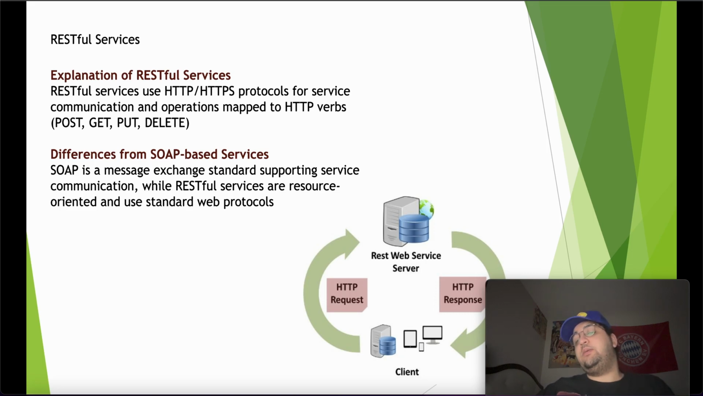Let's talk about how this plays into our example of online banking. If the bank's online services adhered to the RESTful service architectural style, services like account management, fund transfers, and bill payments could be implemented as RESTful services. Each service, like viewing my account balance or making a transfer, is a resource which is accessible through a URI.